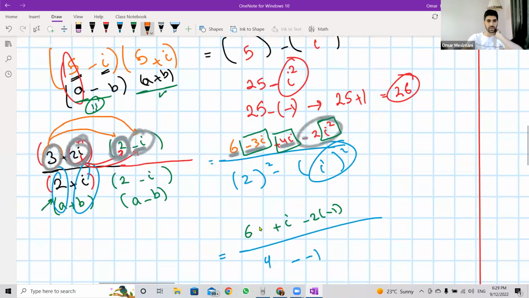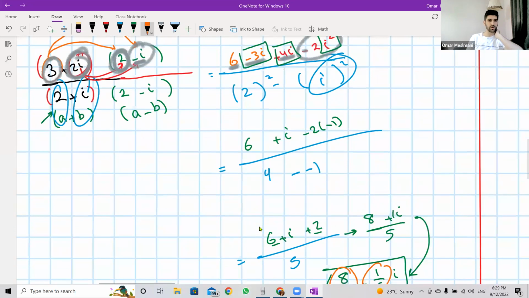One more time. The main question was this, right? What we did: we took up and down, we multiplied by 2 minus I. Why? Because we have an A plus I and we wanted A minus I. All right? This is first.